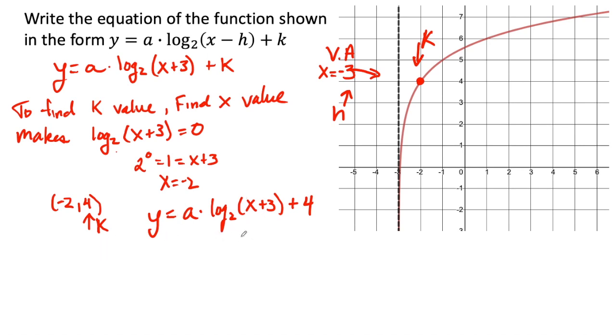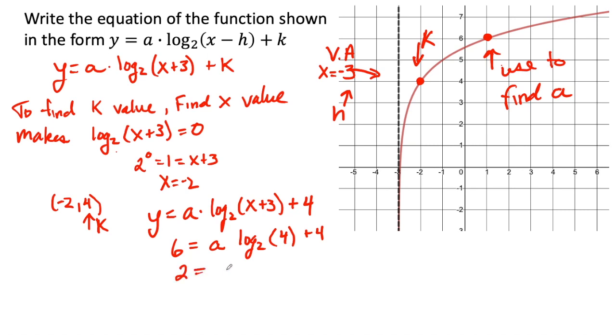Now to find the a value, we find another point on our graph, and it looks like I have the point 1, 6. And so 6 is going to equal a times log base 2 of 1 plus 3, which is 4, plus 4. So subtracting 4, 2 equals a times log base 2 of 4, which is 2, and so a equals 1 in this case. And so our equation for this one is y equals log base 2 of x plus 3, plus 4.